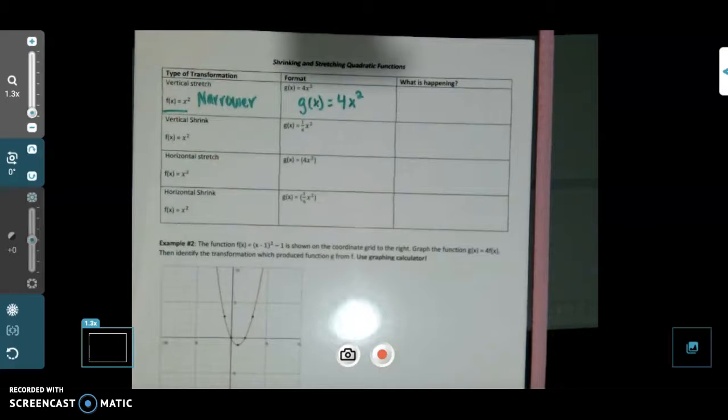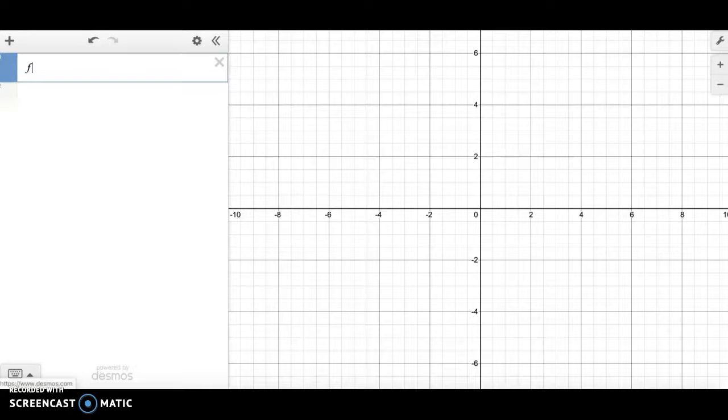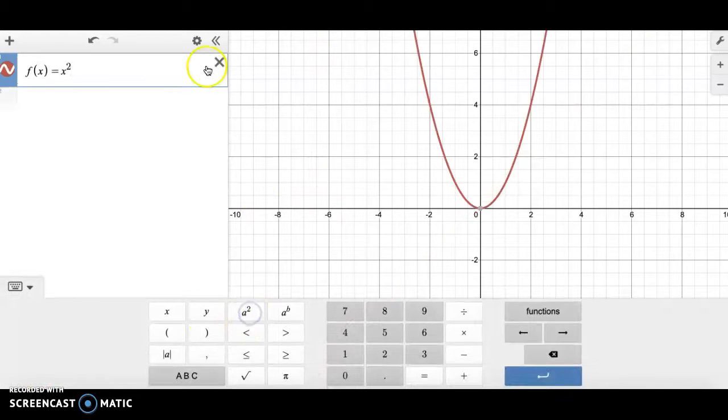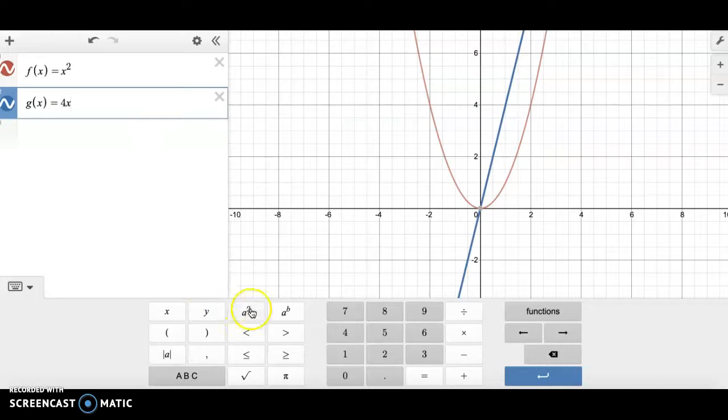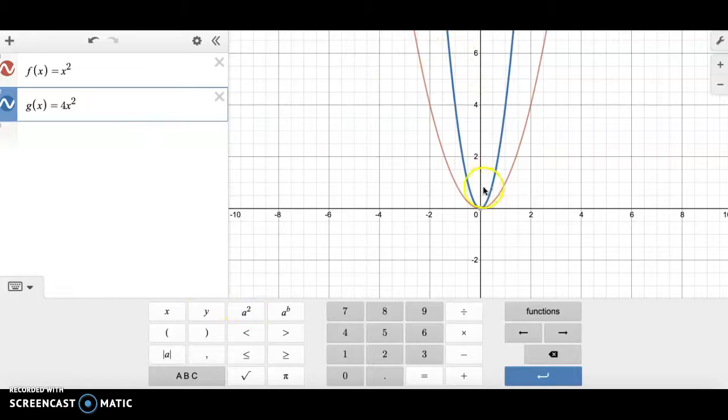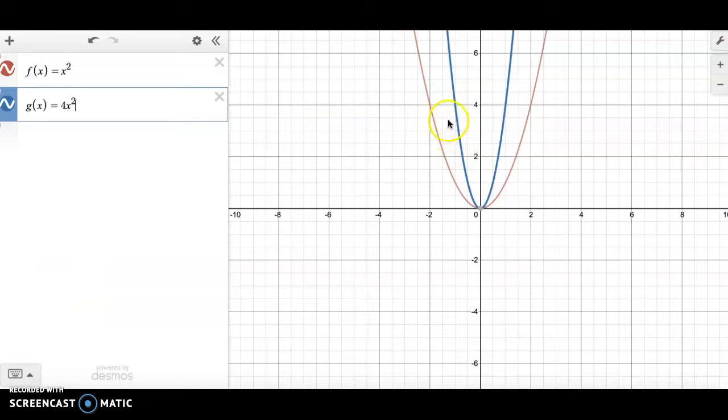So I'm hopping onto Desmos now. So f of x equals x squared, okay? So that's my original. Then I'm going to have g of x equals 4x squared. So now this is my parent function. So do we see the difference between my original and my parent function? So my parent function, if you notice, it's getting closer to the x-axis. I'm sorry, the y-axis. It's actually getting closer to the y-axis. Do you see that? Okay.